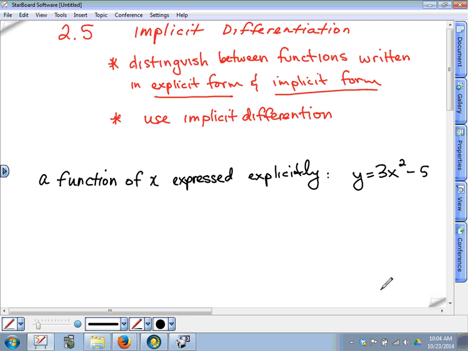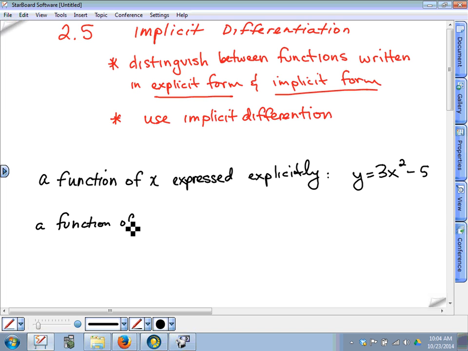Isn't that what we're used to seeing? Yeah. We've seen a whole bunch of these. I'm not talking about the quadratic. I'm talking about y is by itself on one side, and everything else on the other side is in terms of x. Y equals some expression in terms of x. You follow? Okay. A function that's defined implicitly.